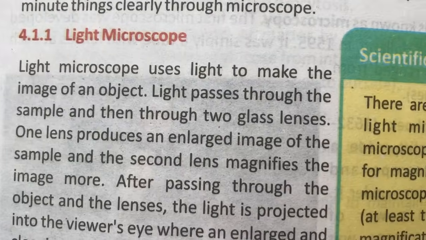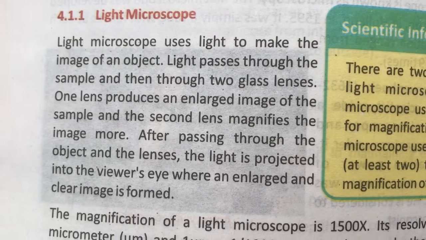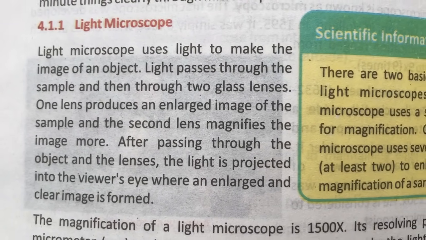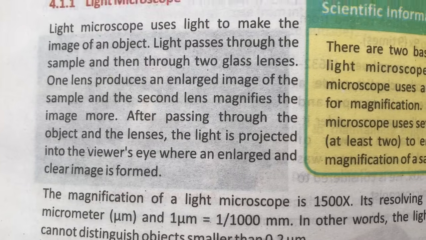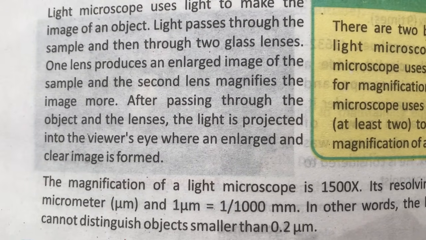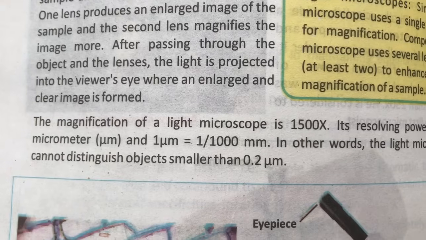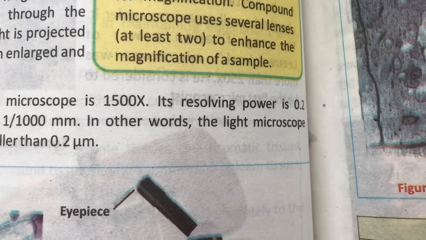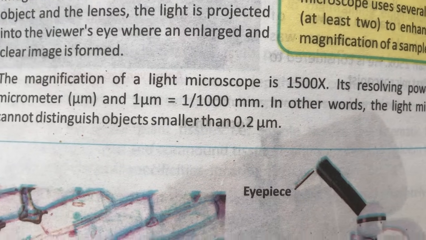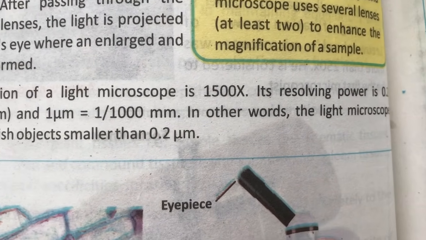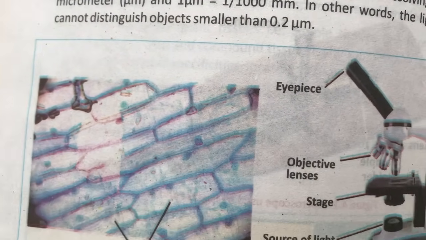Then we will discuss the light microscope. A light microscope uses light to make the image of an object. Light passes through the sample and then through two glass lenses. One lens produces an enlarged image of the sample and the second lens magnifies the image more. After passing through the object and the lenses, the light is projected into the viewer's eye where an enlarged and clear image is formed. The magnification of a light microscope is 1500 times. Its resolving power is 0.2 micrometer, and 1 micrometer is equal to 1/1000 mm. In other words, the light microscope cannot distinguish objects smaller than 0.2 micrometer.